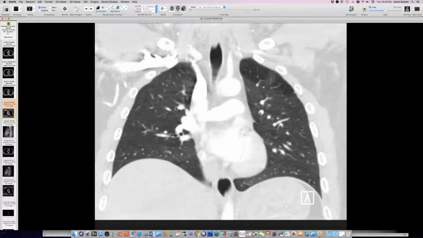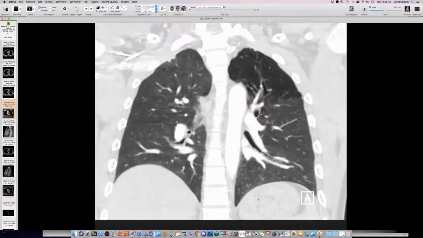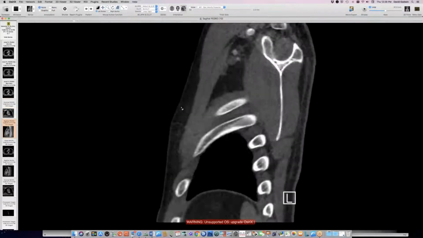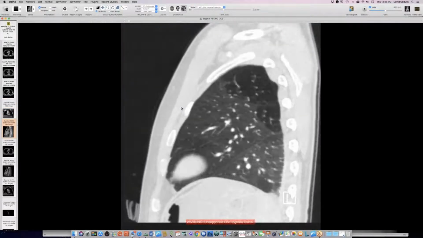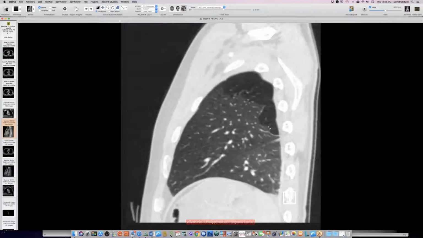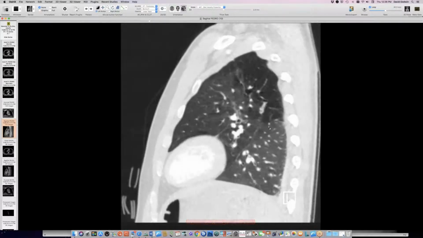I'm not seeing a lot of scarring here to suggest that this is a post-inflammatory problem, but I think that's in the differential diagnosis. And coronal is nice too, because it shows the sort of abrupt lower edge, I think, most nicely here of this abnormal airway collection.